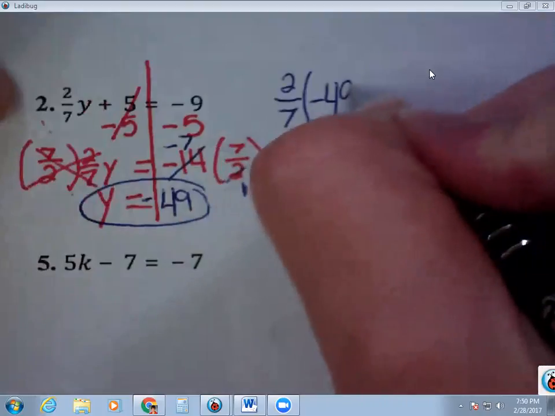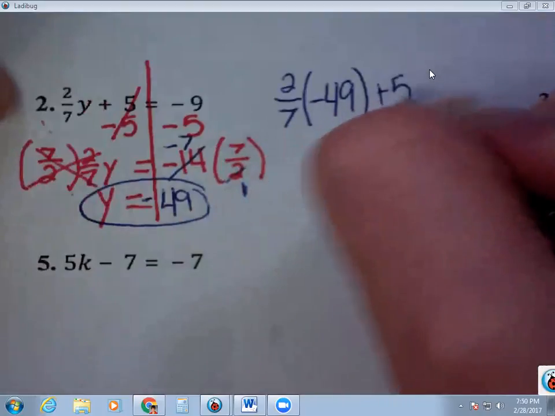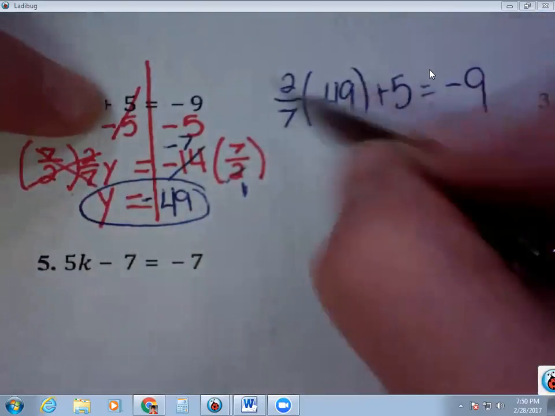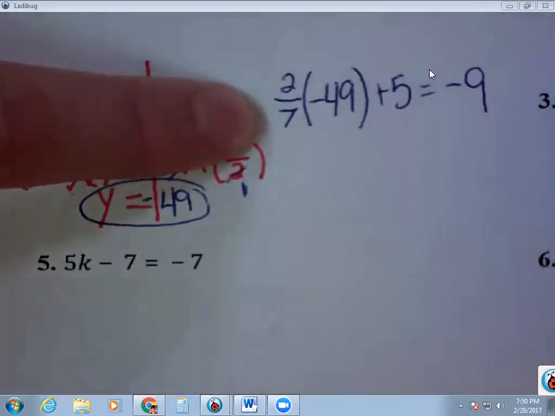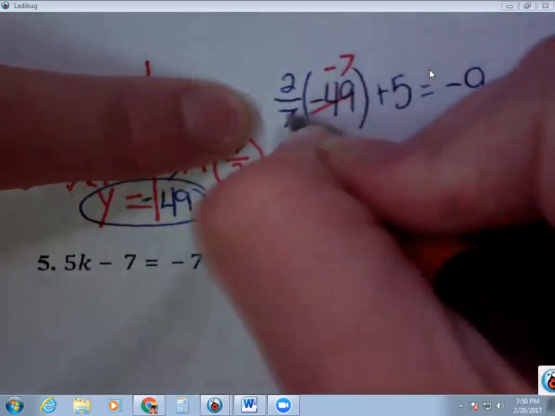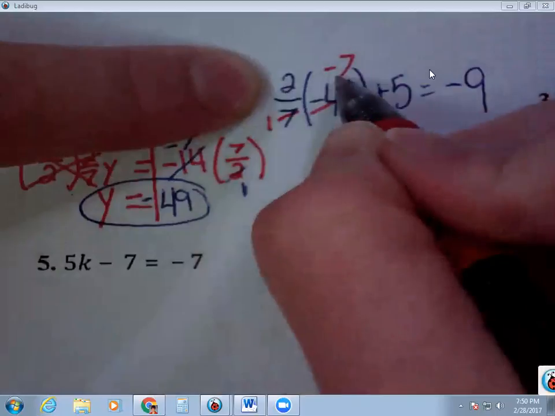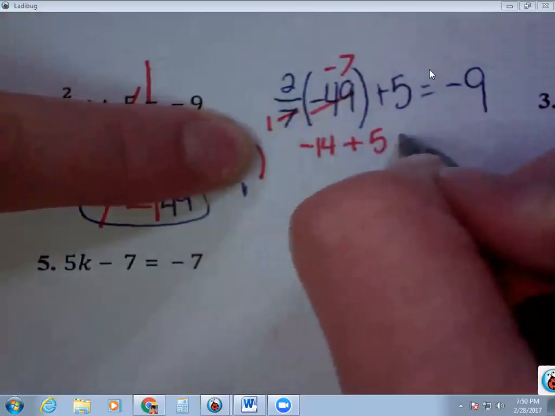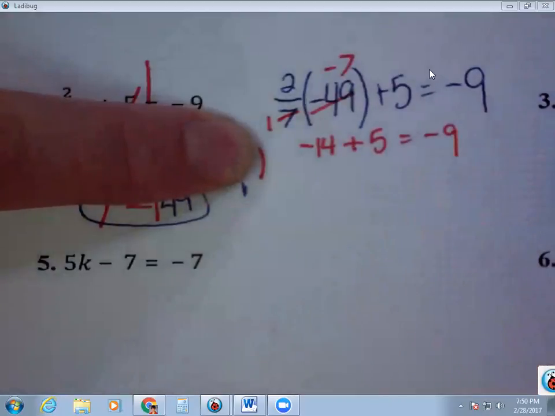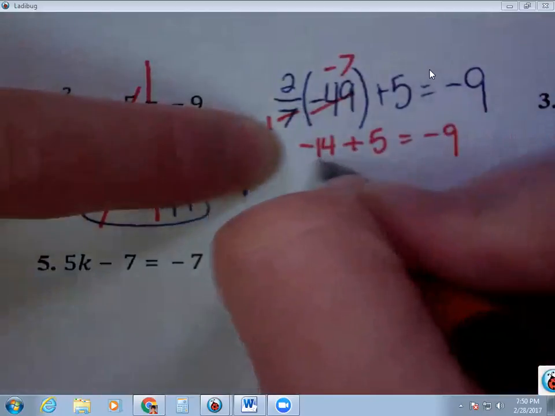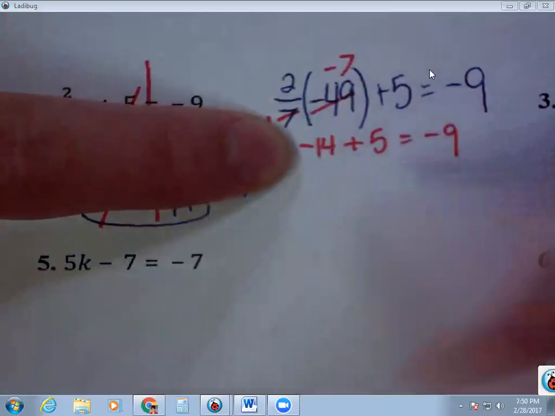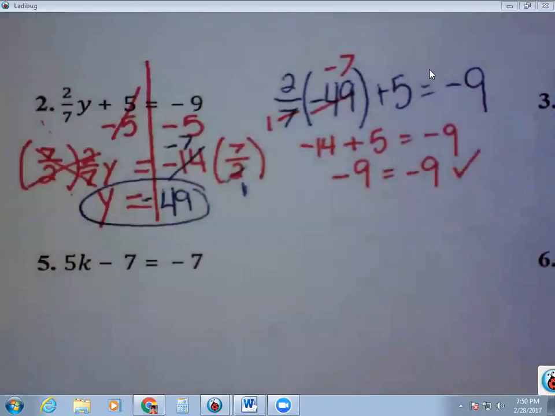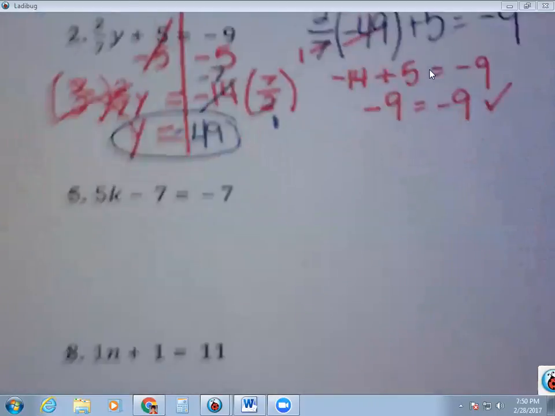So -49 times 2/7 plus 5 equals -9. All right, so let's go ahead and multiply this out. I'll go ahead and cross cancel here. This is going to be -7, and this is going to be 1. So 2 times -7 is -14 over 1, which is just -14, plus 5 equals -9. Don't you dare stop there. Finish it up. So negative and a positive, different signs subtract. Keep the sign of the bigger number. So I'm going to have a -9 equals -9. Boom, you did it.